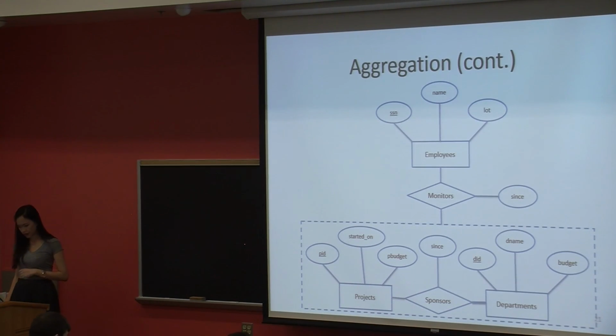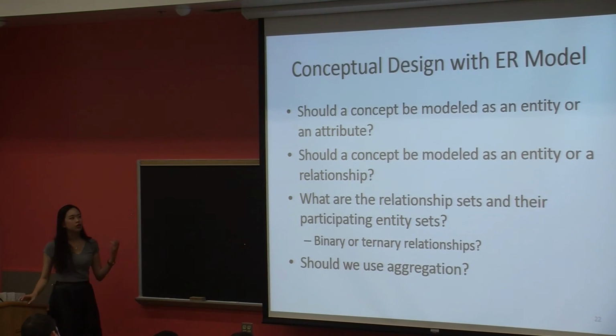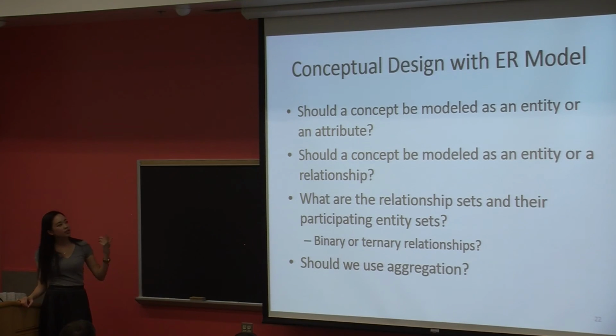So before we do that, let's wrap up real quick. For conceptual design with the ER model, you have practiced a few of the exercises that I made up. So there are different steps that you might already know, because when you were thinking, you exactly think this way, right? When you look at a question, you would think, should a concept be modeled as an entity or attribute? For example, earlier when you read through the requirements, actors, you would naturally, intuitively make them entities, right? And also you would think, should a concept be modeled as an entity or a relationship? Then later on, you might think more complicatedly, what are the relationship sets and their participating entity sets?